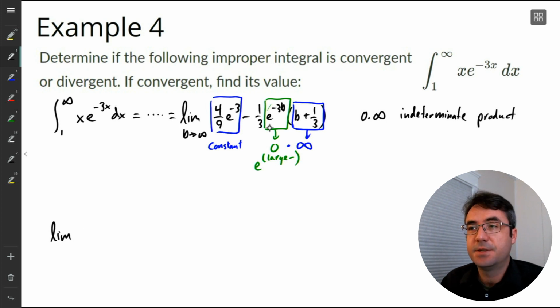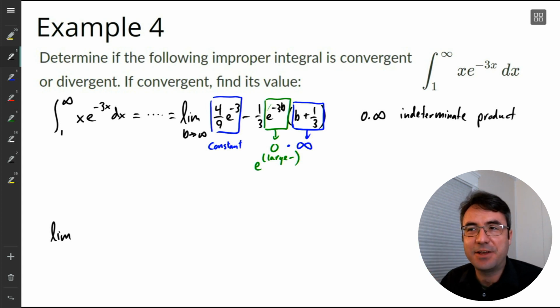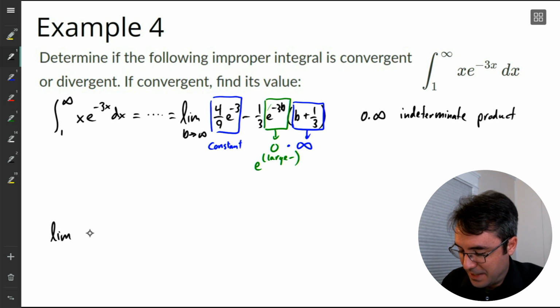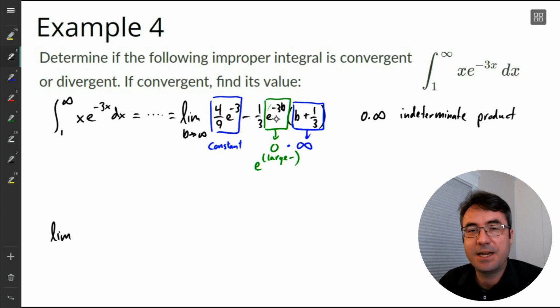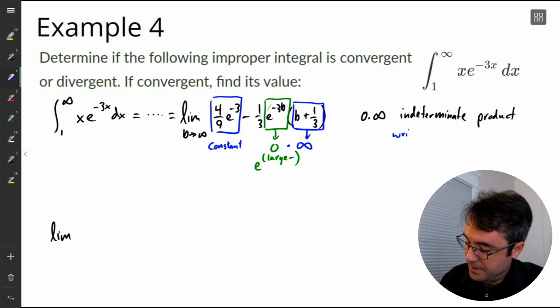So let's see what we can do. Well, how can we rewrite this as a fraction? Well, we have this exponential term with a negative exponent, and negative exponents always should be kind of telling you, rewrite as a fraction. So that's how we're going to do this. Instead of having e to the -3b, we're going to write that as 1 over e to the 3b. So you want to write it as a fraction.